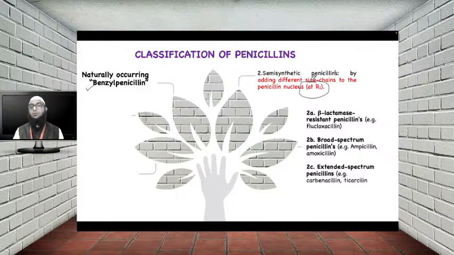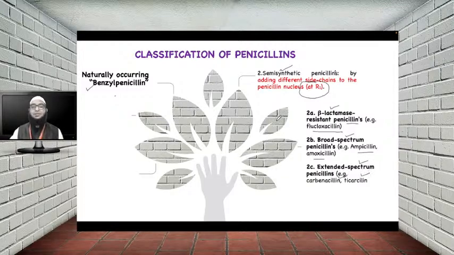Let's see what those derivatives are. So basically penicillin is divided into two categories. One is naturally occurring, that is benzyl penicillin, and when you do structural modification in this naturally occurring penicillin, you will get semi-synthetic penicillin. So these are the different semi-synthetic penicillins. The first category is the beta-lactamase resistant penicillin, for example flucloxacillin. The second one is the broad spectrum penicillin, for example ampicillin and amoxicillin. And third, extended spectrum penicillin, for example carbenicillin and ticarcillin.